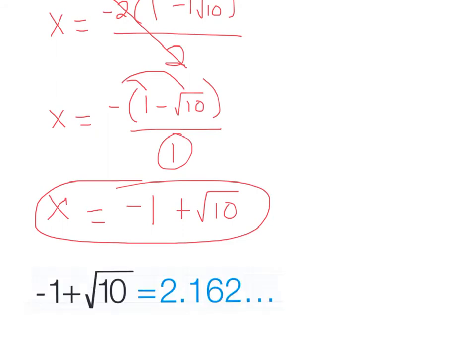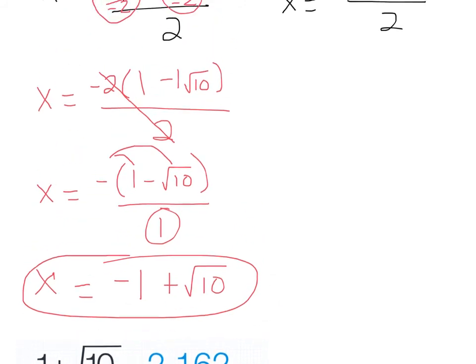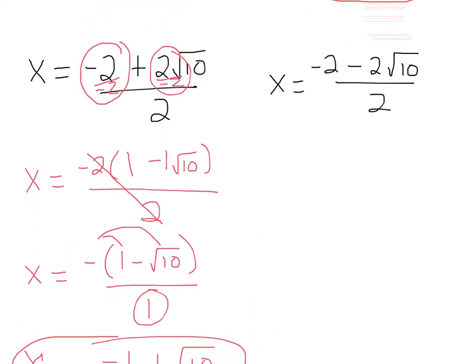So let me go do that. And so you can see right here, I went to my calculator and I typed negative 1 plus the square root of 10, and it gave me 2.162. And these dots mean that it's a decimal moving on forever. Okay, so that's one answer. Now let's move back up and let's simplify this one.